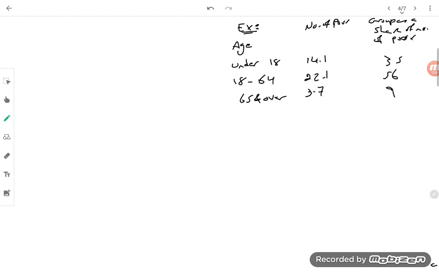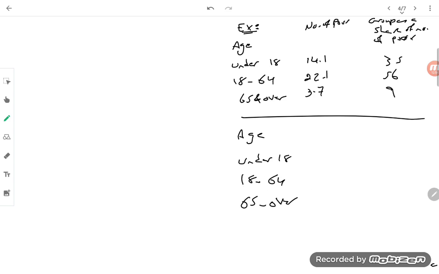Based on the second way, if you are going to take the same groups, age under 18, from 18 to 64, from 65 and over. Okay, this is poverty rate. It will be 19%, 11.7%, 9.7%. So this is the share of each group that is poor. But in the first case, it is the share of number of poor people in the population. So they are not equivalent to each other.